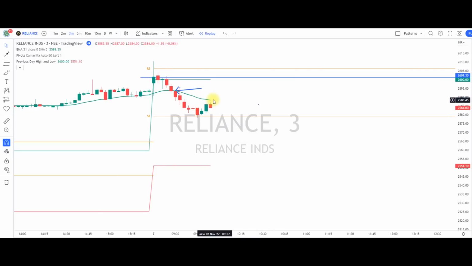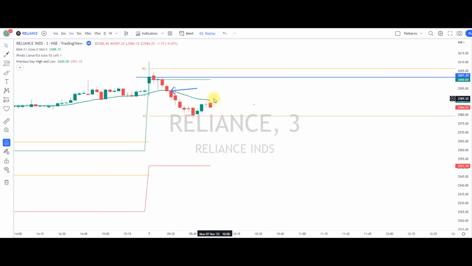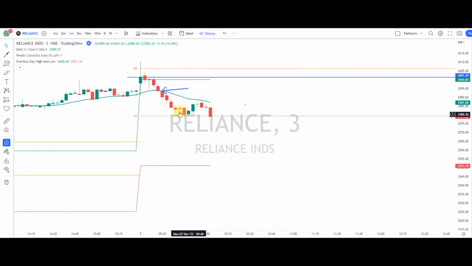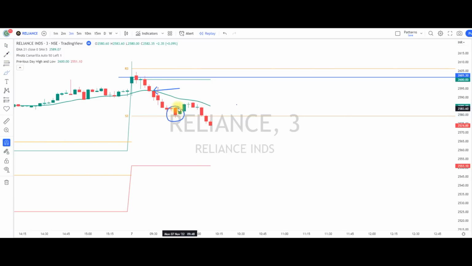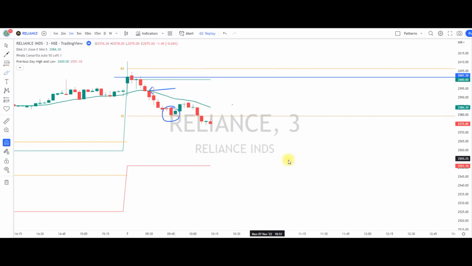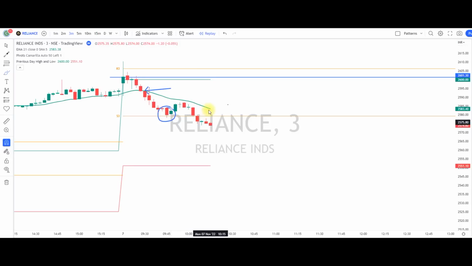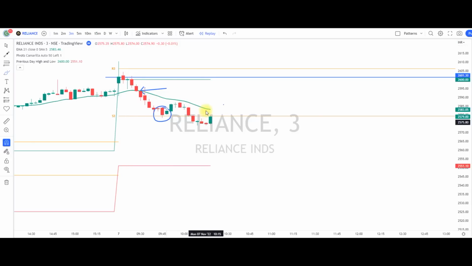Now the price is giving a pullback to the 21 days moving average. We already booked our profits here. So below this red candle, we will enter into the short trade, as the candle is below the 21 days moving average and below S3. We will see how the trade is going on.